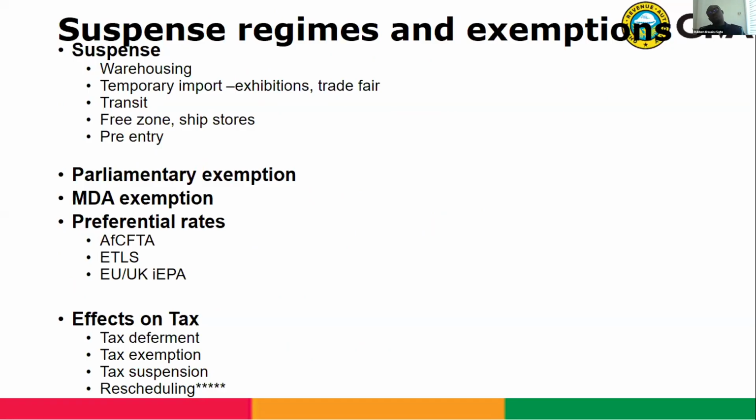And importers can also decide to send their goods into a free zone under the Free Zones Authority, as well as pre-entry for some goods that are perishable, or bullions and coins that must be released immediately pending perfection of declaration. Importers also are entitled to parliamentary exemptions and MD exemptions, which mainly come in government projects and some government policies that want to ensure that some items or some projects enjoy exemption. And so, such parliamentary exemptions and MD exemptions are currently enforced under the Exemption Act.